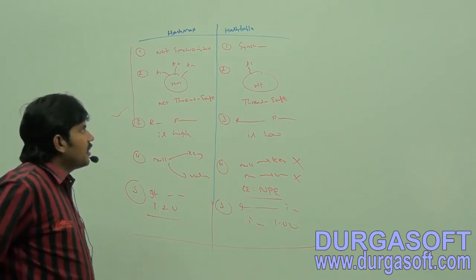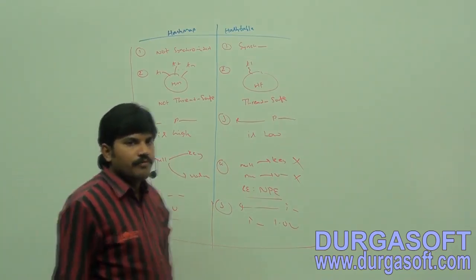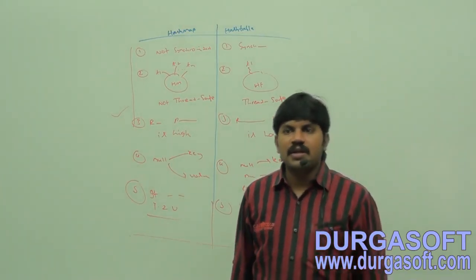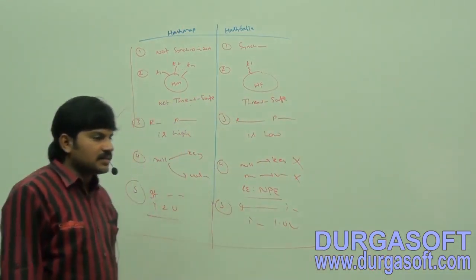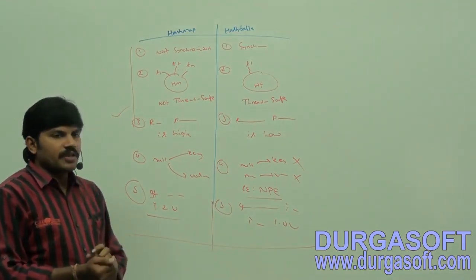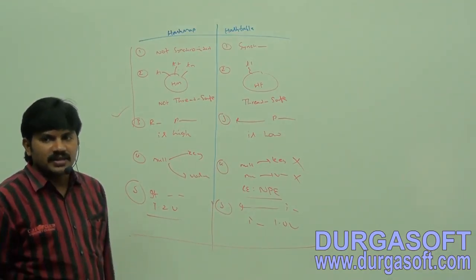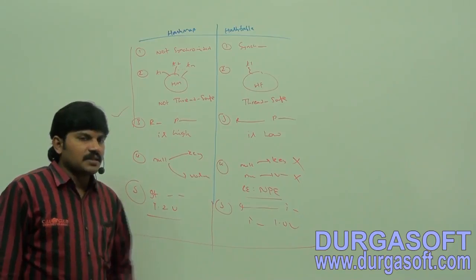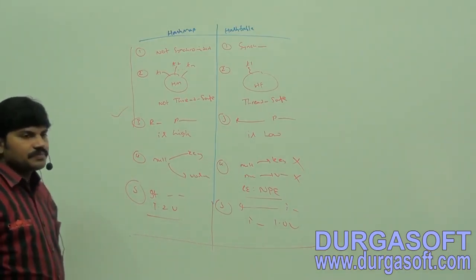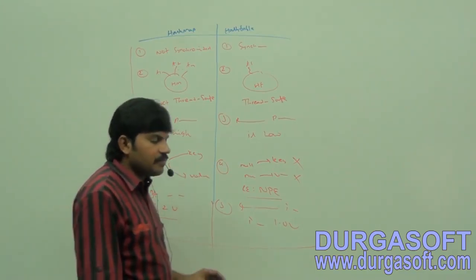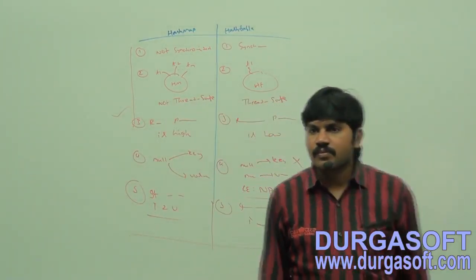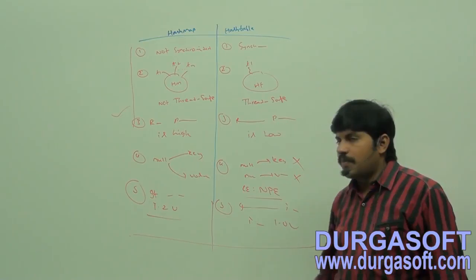Every method present in hash table is synchronized. Next, second point. At a time, only one thread is allowed to operate.